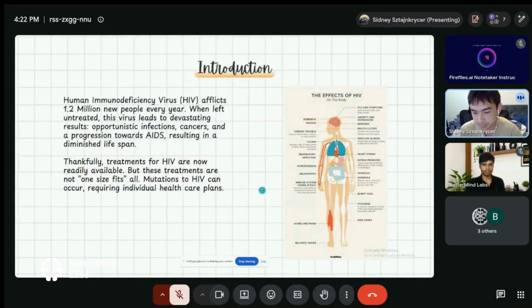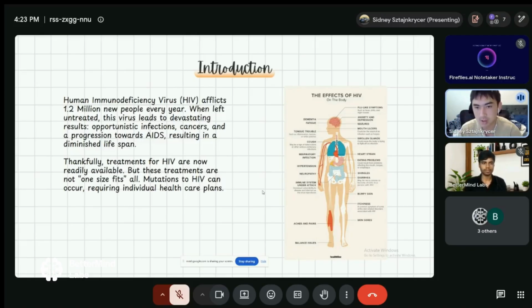So my project basically is an HIV mutation resistance tracker, and basically it tracks the resistance of different HIV mutations, and it tries to give you the best recommendations for treatment based on the mutations.